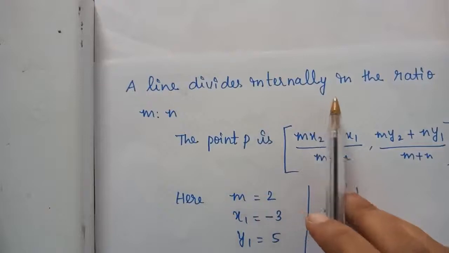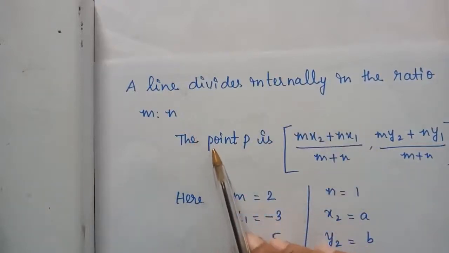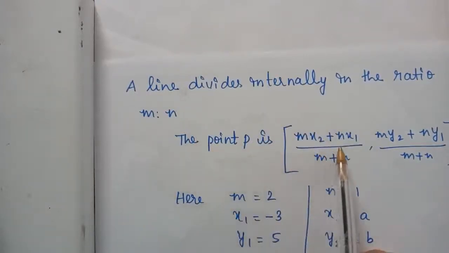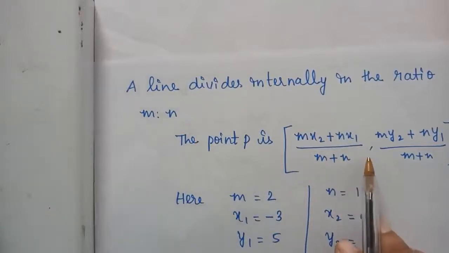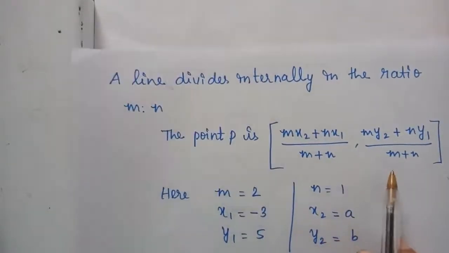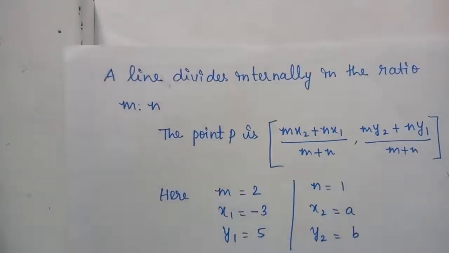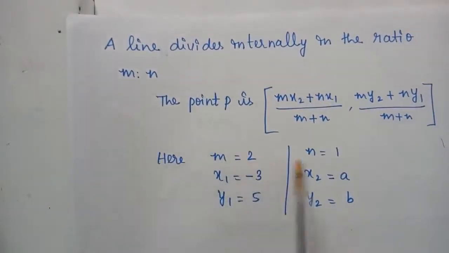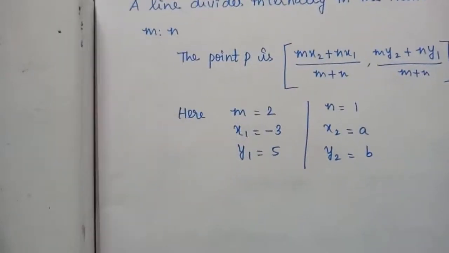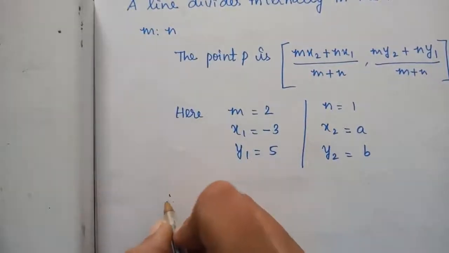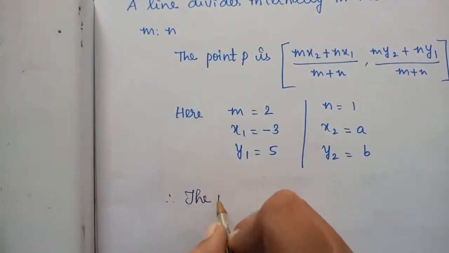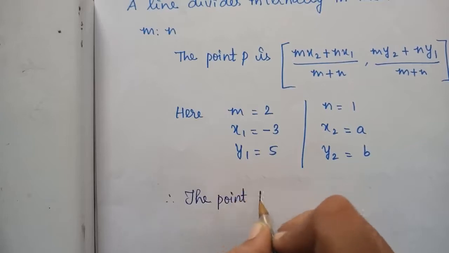A line divides internally in the ratio m:n at the point P given by (mx2 plus nx1) divided by (m plus n), (my2 plus ny1) divided by (m plus n). Here m is 2 and n is 1, because it divides in the ratio 2:1. So x1 is -3 and x2 is a, y1 is 5 and y2 is b. Substitute those values in the formula to get the point B.